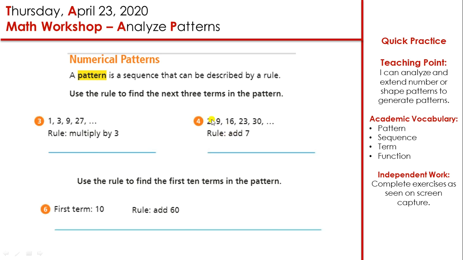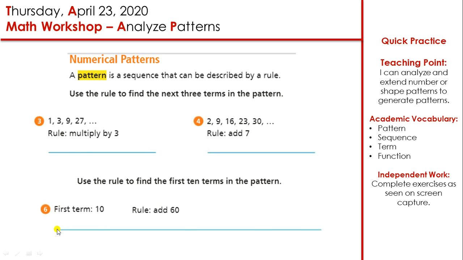Add 7 on the exercise number 4. So we start with this initial term, and from there we apply the rule. So 2 plus 7 would be 9, 9 plus 7 would be 16, and so on. In this case, we're supposed to use the rule to find the first 10 terms in the pattern. So first term to 10.